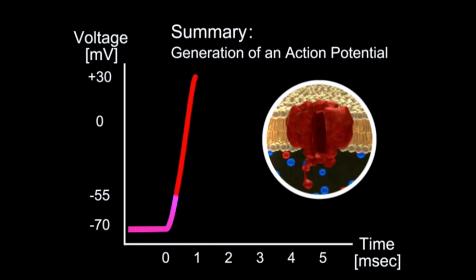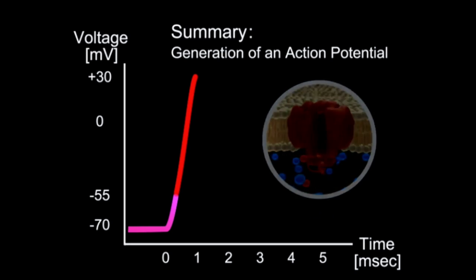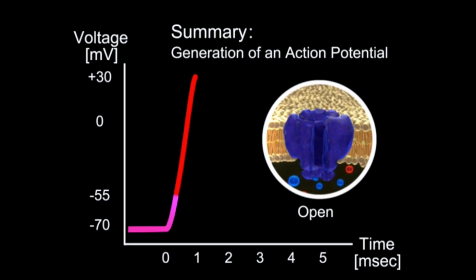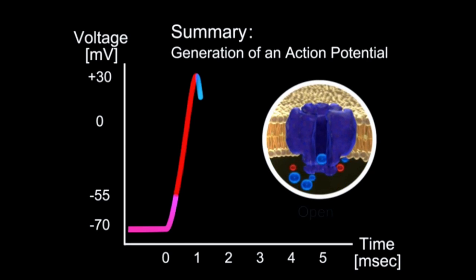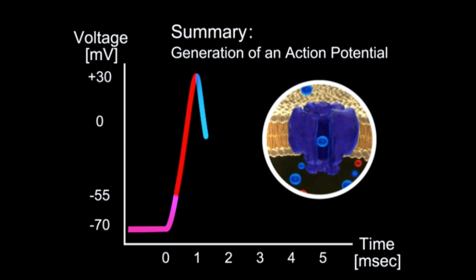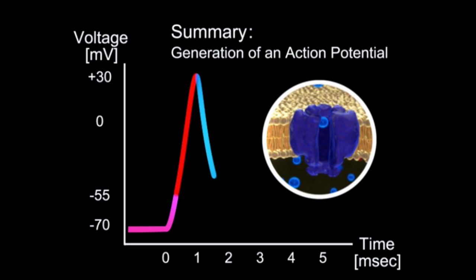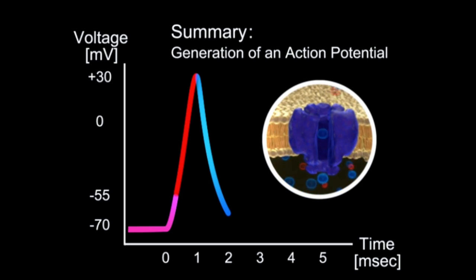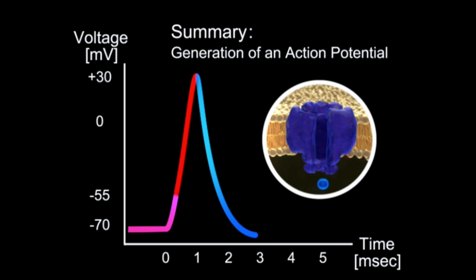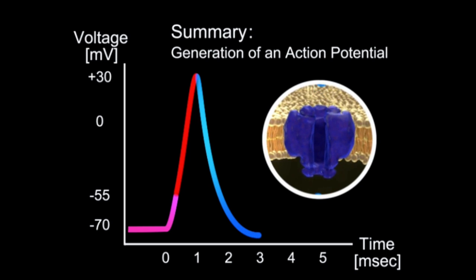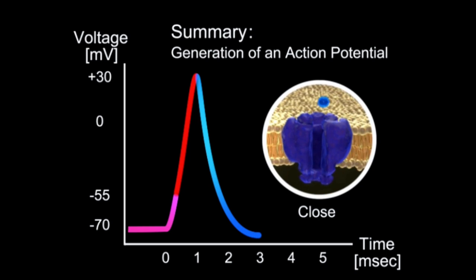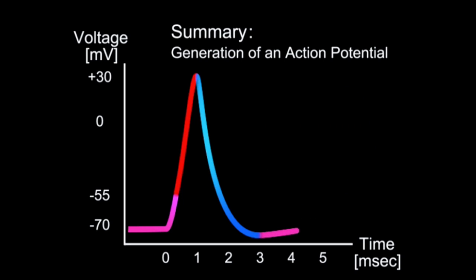Voltage-gated sodium channels close, and voltage-gated potassium channels open. Potassium ions diffuse out of the axon, repolarizing it to a negative value. The membrane potential briefly hyperpolarizes. Voltage-gated potassium channels close, and the membrane returns to the resting state of minus 70 millivolts.